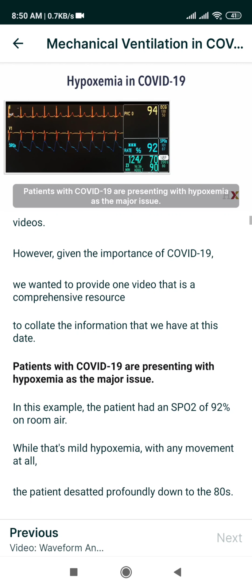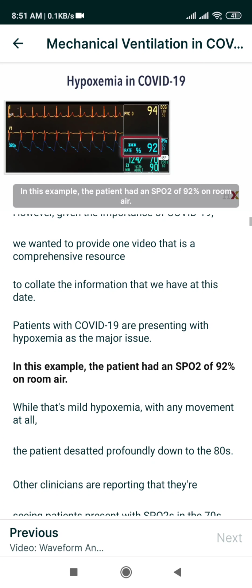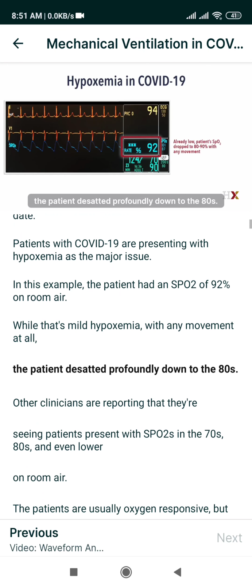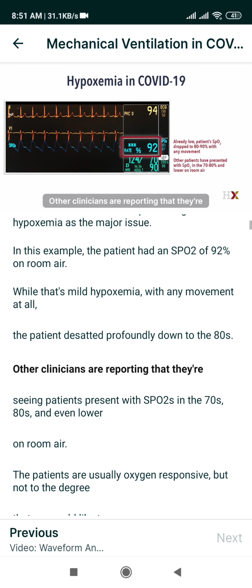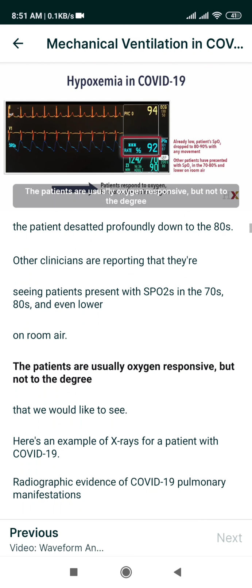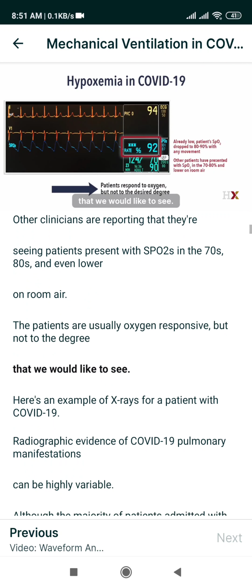Patients with COVID-19 are presenting with hypoxemia as the major issue. In this example, the patient had an SpO2 of 92% on room air. While that's mild hypoxemia, with any movement at all, the patient desaturated profoundly down to the 80s. Other clinicians are reporting that they're seeing patients present with SpO2s in the 70s, 80s, and even lower on room air. The patients are usually oxygen responsive, but not to the degree that we would like to see.